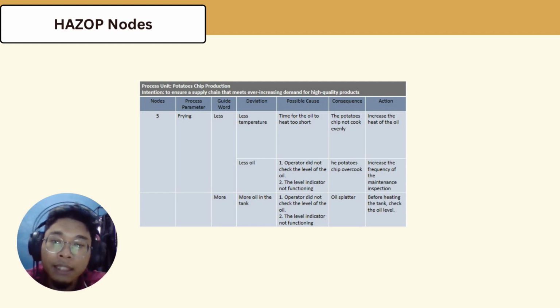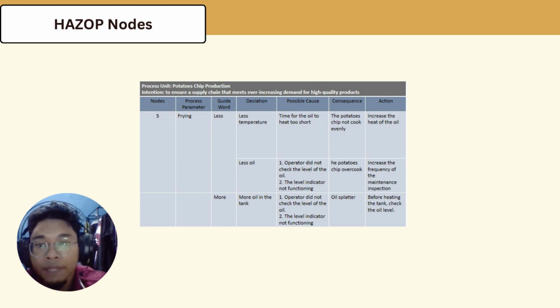And the second one is less oil. The possible cause is the operator did not check the level of the oil or the level indicator is not functioning, which caused the potato chips to overcook. And the action that should be taken is to increase the frequency of the maintenance inspection.